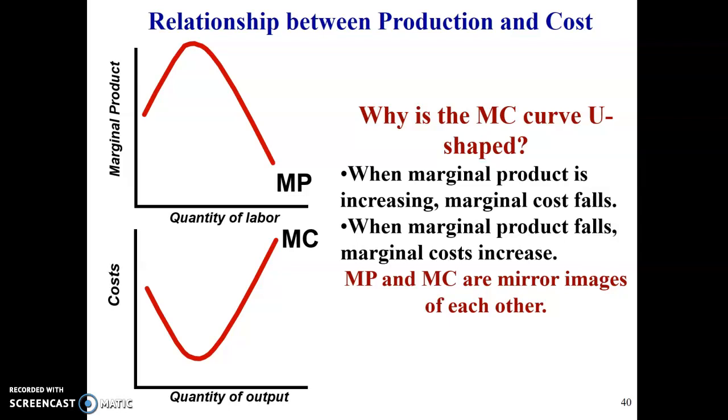But each input of labor is making less of the good. So I'm getting less bang for my buck if I'm the CEO of this company. So my costs per unit are actually increasing. Okay. So if I was only looking at the marginal cost curve and I had to determine where diminishing returns begin, it's essentially right at the spot that's the minimum point, where my marginal product had peaked.